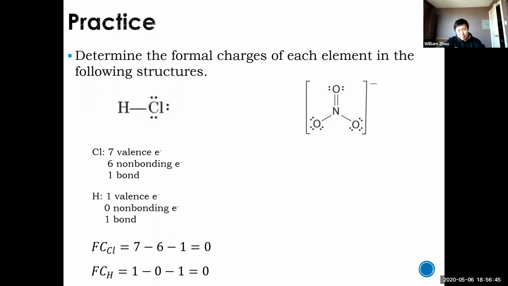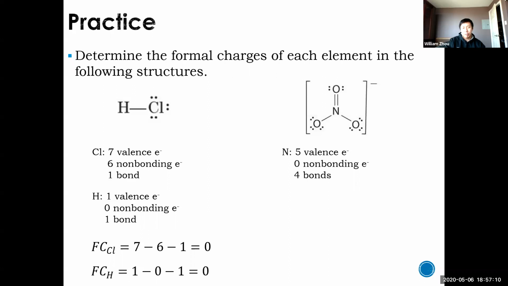This is a very stable molecule. Now, the one on the right is a lot more difficult. That's the nitrate ion, NO3 minus. So to do this, it's the same idea. Nitrogen has 5 valence electrons. That particular nitrogen in the compound has no non-bonding electron. They're all in a bond. And this one is making 4 bonds.